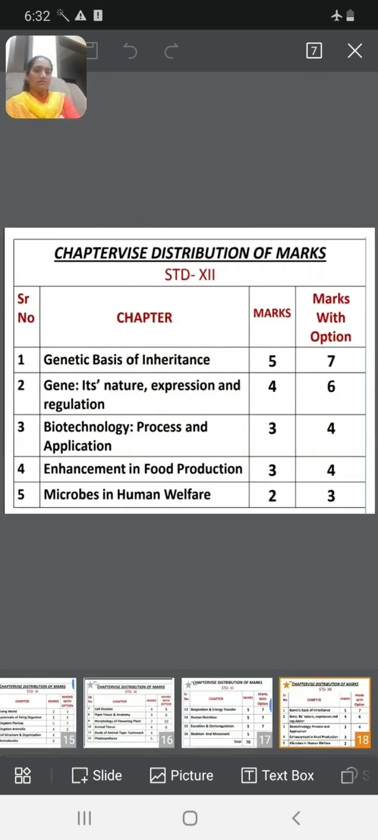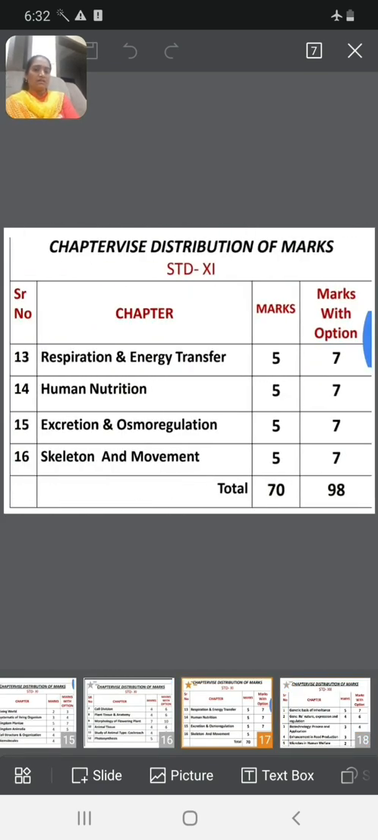Okay, our paper is 70 marks compulsory and 98 marks with options. Okay, have you understood the new question paper pattern? Okay, thank you.